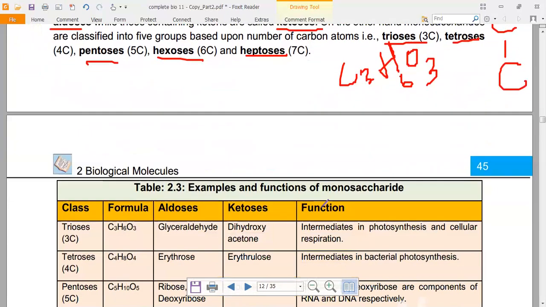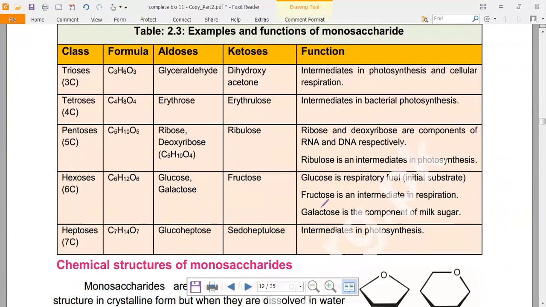So there is a table. According to that, we can see here trioses, tetroses, pentoses, hexoses, and heptoses. They have different formulas. Triose is three carbon, so H is double, six. Four carbon, H is double, eight. Five carbon, H is 10. Six carbon, so H is 12. Seven carbon, H is 14. So like that, as the number of carbons increases, the number of oxygens is the same.